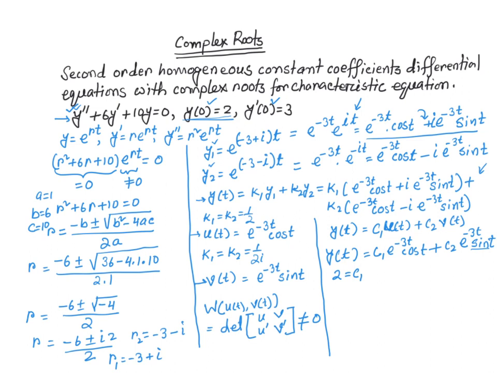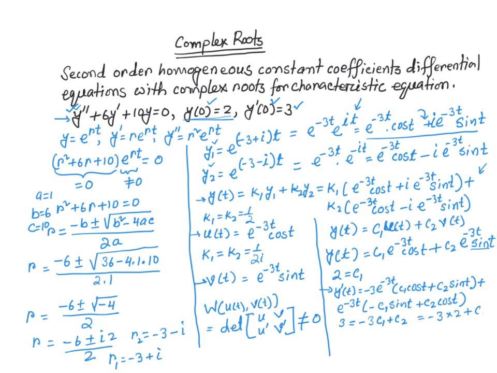Now to find c2, we need to take the derivative of y. If you take the derivative, you will get this. And then if you plug in the value y prime of 0 is equal to 3, you're going to get 3 is equal to negative 3 times c1 plus c2. We found c1 to be 2, right? So negative 3 times 2 is negative 6. Then if you move it to the other side, that's going to give you c2 is equal to 9.